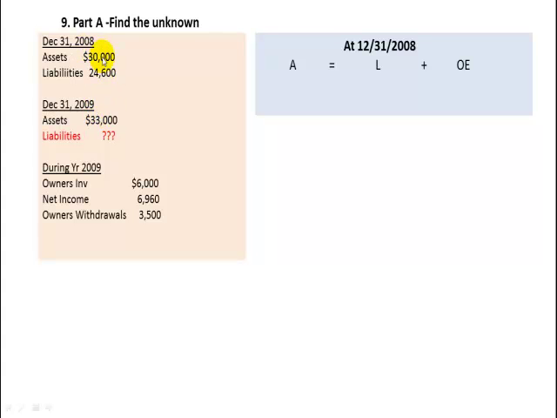So let's plug in what we know. We know that the assets were 30,000. That's G for given. We know that the liabilities were 24,600. That was given also. And we can find owner's equity by taking the difference. So owner's equity, which is computed, is 5,400, and that's again at the end of 2008, or you might say at the beginning of 2009.